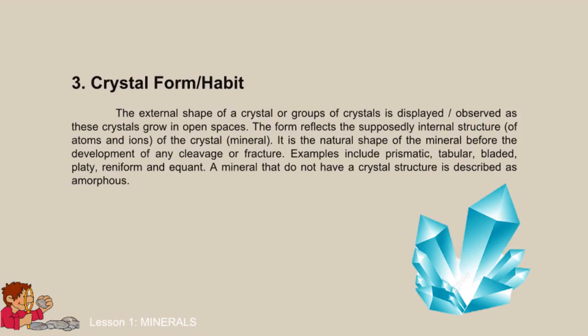The external shape of a crystal or groups of crystals is displayed or observed as these crystals grow in open spaces. The form reflects the supposedly internal structure of atoms and ions of the crystal mineral. It is the natural shape of the mineral before the development of any cleavage or fracture. Examples include prismatic, tabular, bladed, platy, reniform, and equant. A mineral that does not have a crystal structure is described as amorphous.